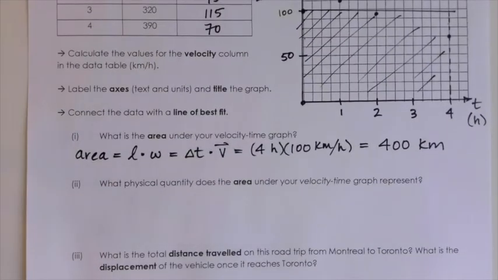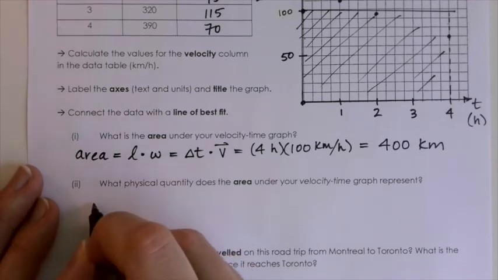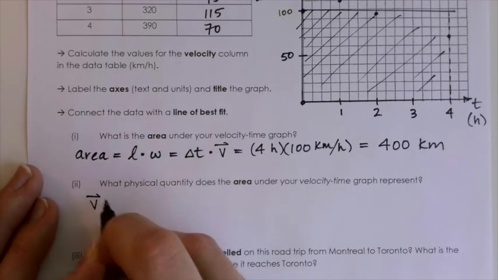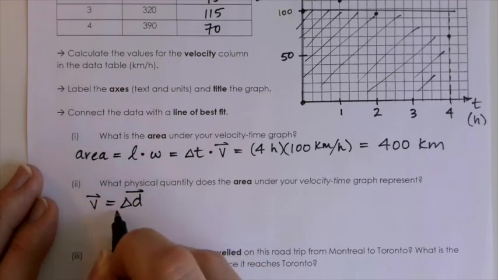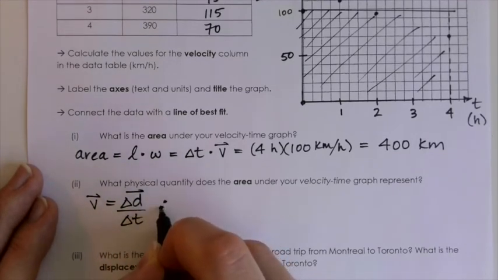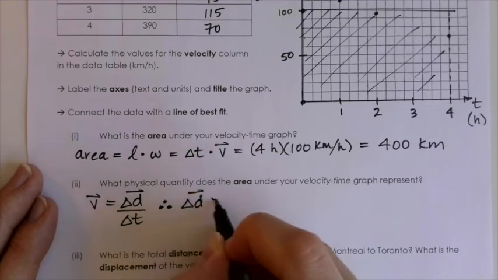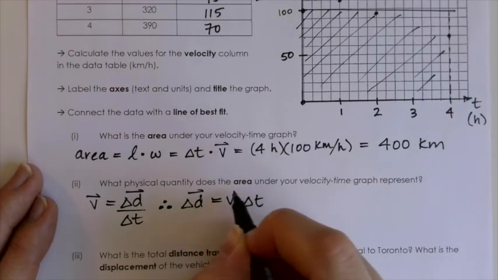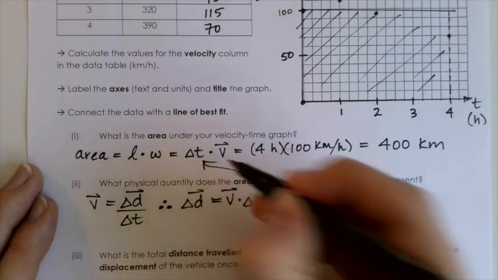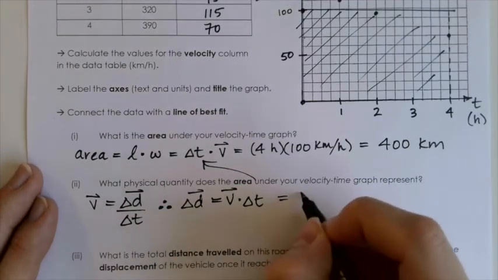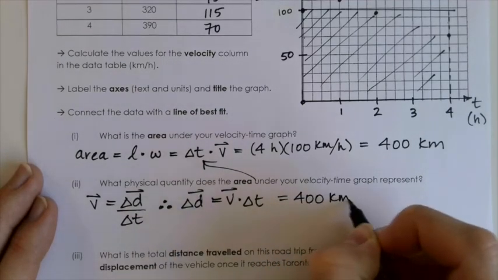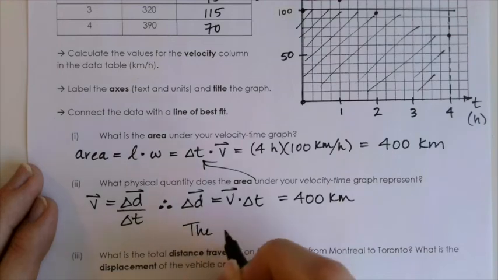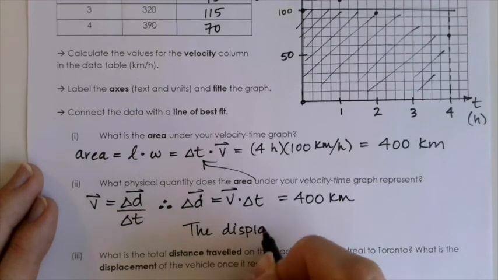What physical quantity does the area under the curve represent? It represents your displacement. Velocity equals displacement over time. Therefore, displacement equals velocity times time, which is exactly what we had up here. So this is 400 kilometers, and it represents the displacement of the car.